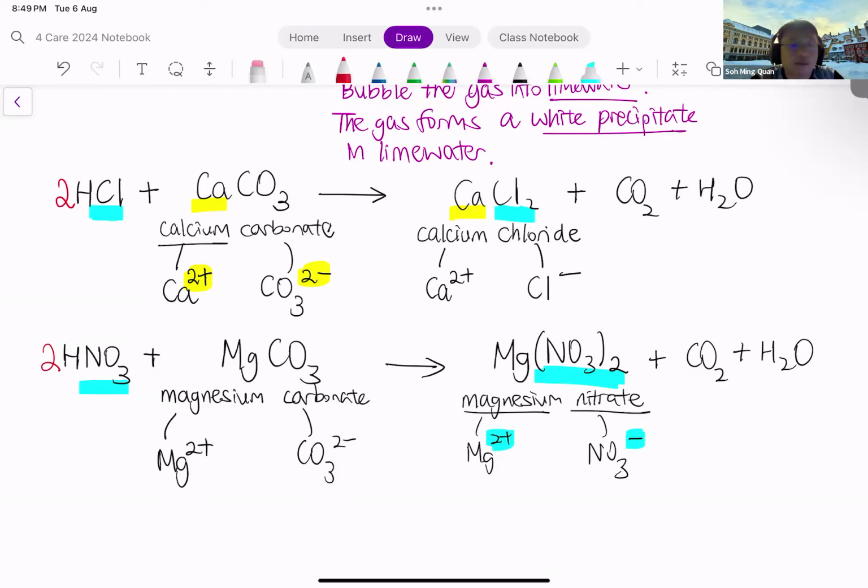Okay. And I'm sure by now you can see a very good pattern. By now you should be able to see that there's always a 2 in front of the HCl or 2 in front of HNO3. The reason, of course, is because we are using group 2 metals. Group 2 metals form a 2 plus charged ion. Okay?